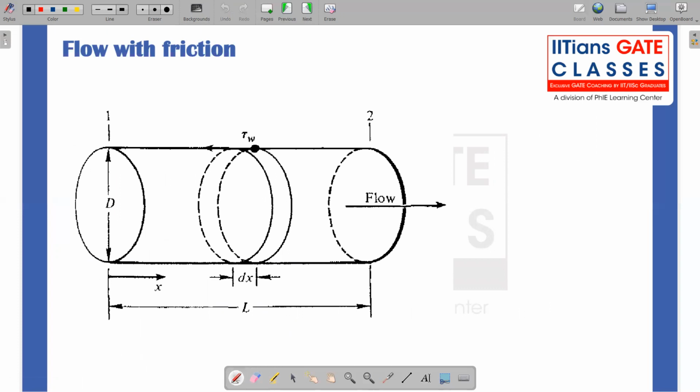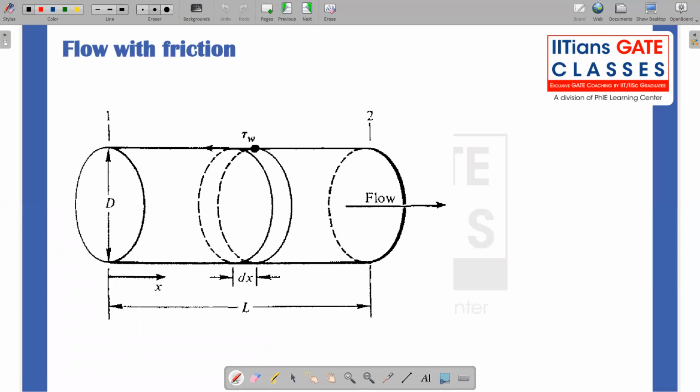Now, in the last part I added heat without considering the frictional effect. Now what I am going to do is consider the friction effect, but not the heat transfer effect. So I still treat this flow to be adiabatic. There is no heat transfer involved in this analysis. I am just seeing the effect of friction alone on the flow.